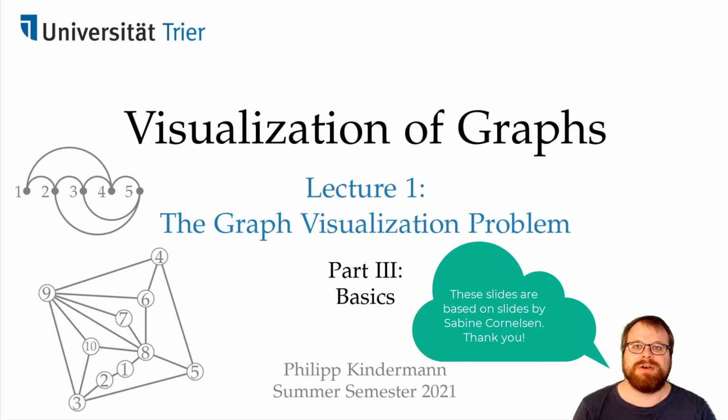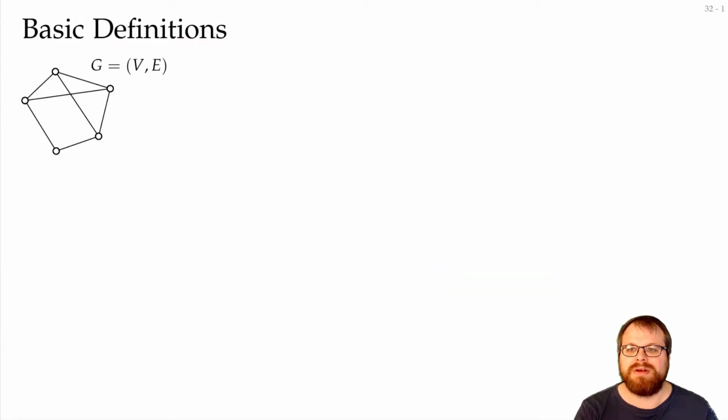In this part we want to go through some basic definitions of graphs that we will need throughout the lecture. So, in general, our graphs are called G, and the vertex set is V, and the edge set is E. If I don't write anything else, then you can assume that this holds true.